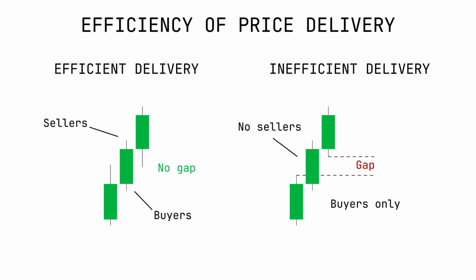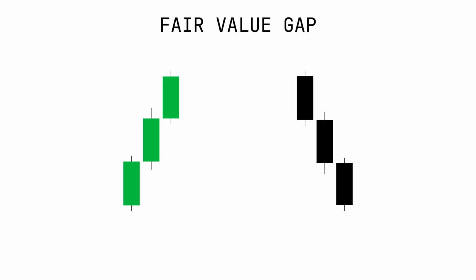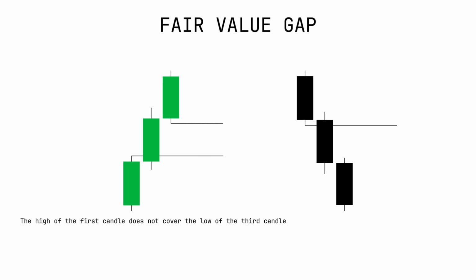This means that there are places in the market where orders remain unexecuted or only partially filled, which is a key sign of inefficient pricing. You may have noticed that inefficient price delivery is similar to the fair value gap, which we will discuss next because it is the first and simplest tool we use. The fair value gap is a price action element formed by three candles, where the high of the first candle does not cover the low of the third candle in a bullish scenario, and the low of the first candle does not cover the high of the third candle in a bearish scenario.